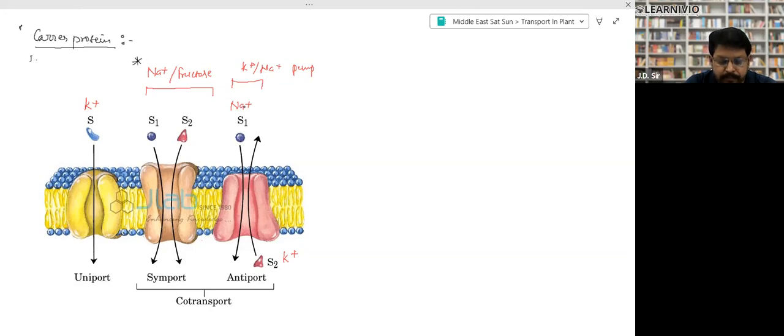Take the screenshot. Is that clear? Uniport, symport, antiport. Is that clear? Yes, sir. Fine.